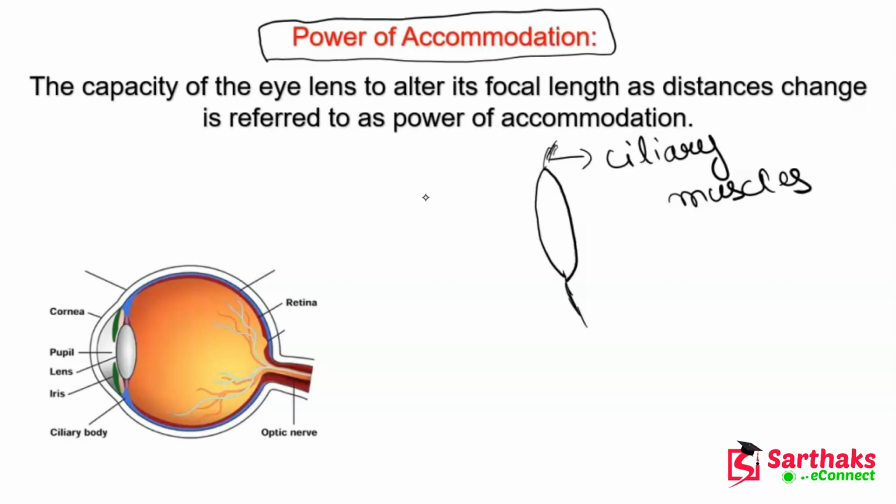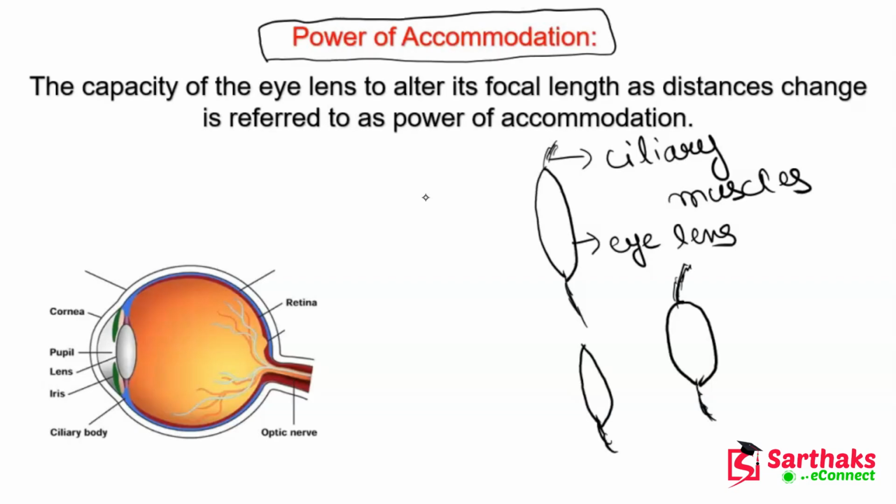Okay, and this is an eye lens. The capacity to adjust this lens's focal length is known as the power of accommodation. It can be thicker if the ciliary muscles relax. But if these muscles tighten, then the lens will get thinner. So this is how the focal length of an eye lens is adjusted.